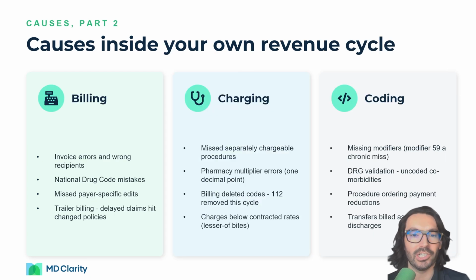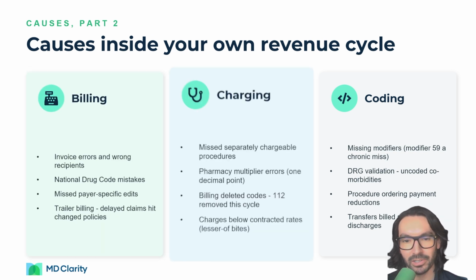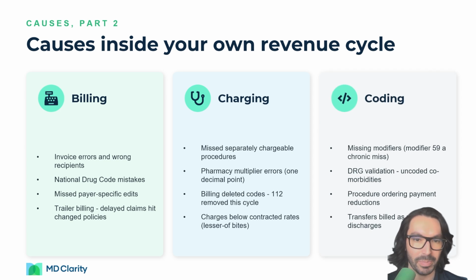Now, intellectual honesty requires we look in the mirror, because some underpayments originate inside the provider's own revenue cycle. 3 categories: billing, charging, and coding. On the billing side, invoice errors, incorrect national drug codes, missed payer-specific edits, and trailer billing, where a delayed claim submission means the claim gets adjudicated under a changed, less favorable policy.